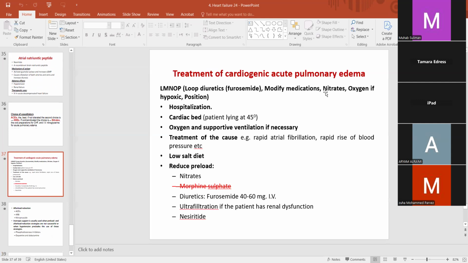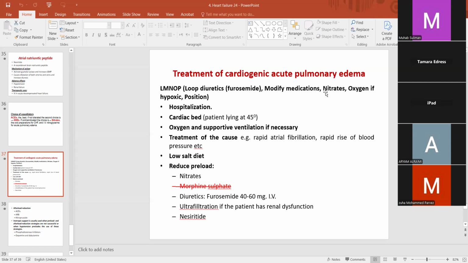Doctor, I have a question, if you may. Yes. Doctor, what is the first line for chronic heart failure and the first line for acute heart failure? Very good question to understand the concept. Let us complete the acute heart failure, and I will give you a conclusion for the treatment of heart failure. Then we complete the lecture. Okay, doctor. Yes, okay.